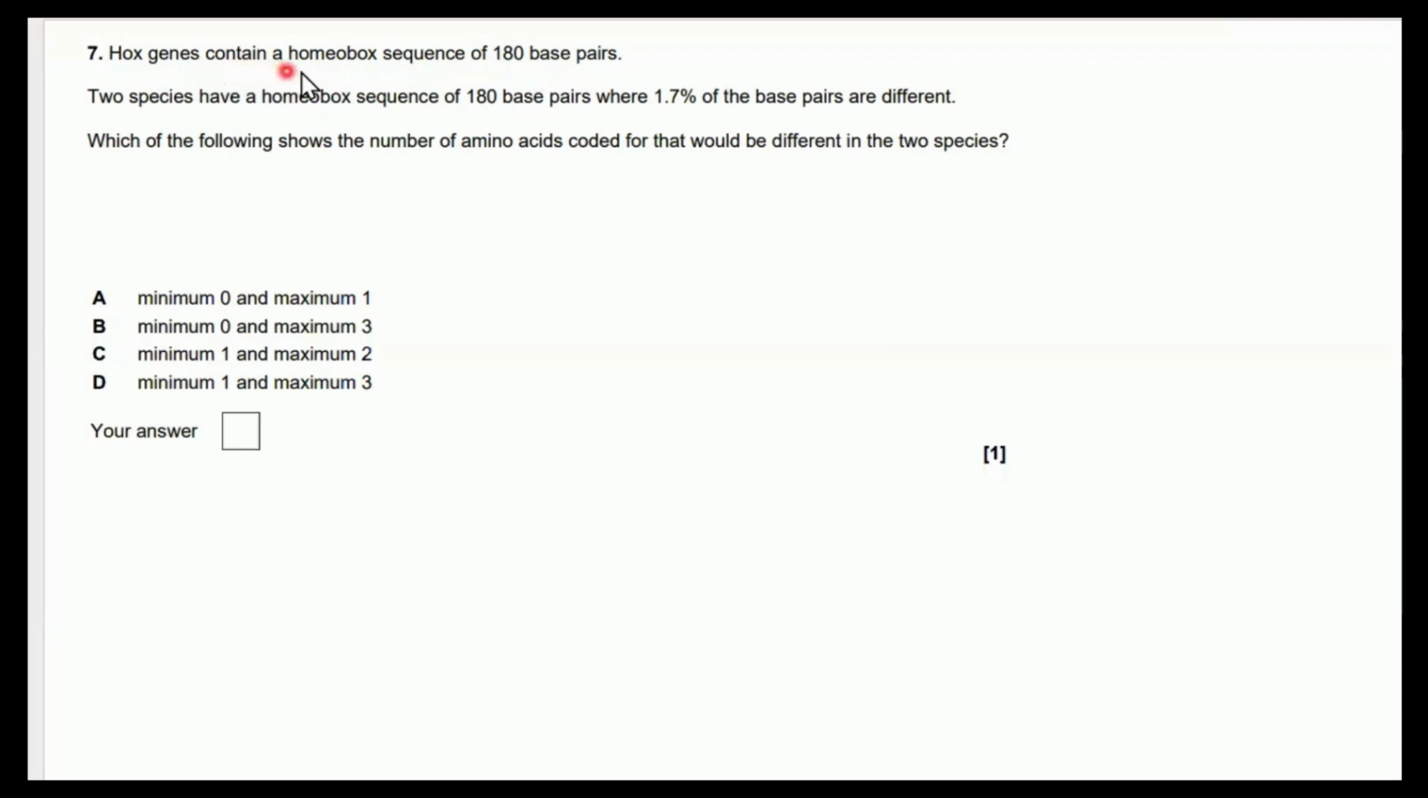Okay, Hox genes contain a homeobox sequence of 180 base pairs. Two species have a homeobox sequence of 180 base pairs, where 1.7% of the base pairs are different. Which of the following shows the number of amino acids coded for that would be different in the two species? So what I would say straight away is if we have 1.7% difference in the bases, we want to work out how many bases different that is.